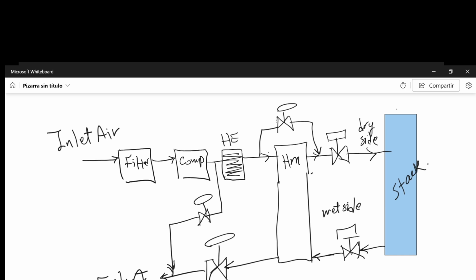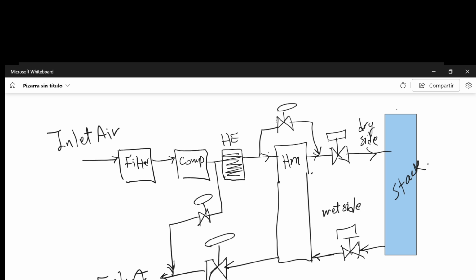Let's first discuss what the job of the cathode subsystem is. The job of this cathode subsystem is to deliver clean, pressurized and humidified air or oxygen to the cathode. This keeps the membrane hydrated, controls the pressure, temperature and flow, removes the excess water in the stack, and protects the stack during startup, shutdown and failures. This is the general, big picture job of the cathode subsystem. But let's go component by component and see why we need different components.